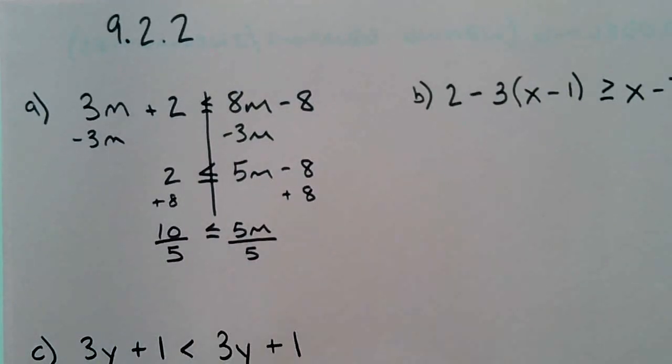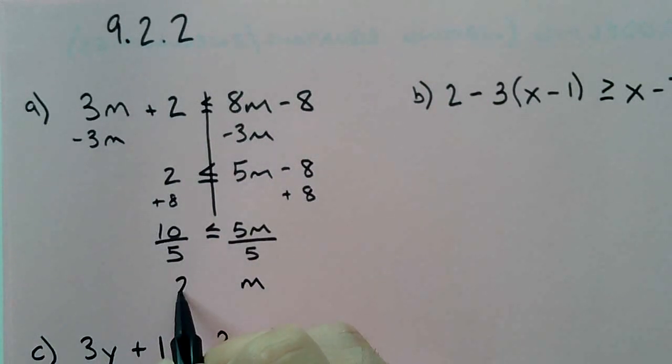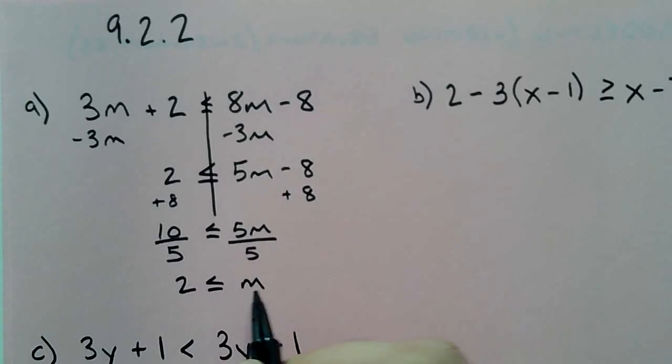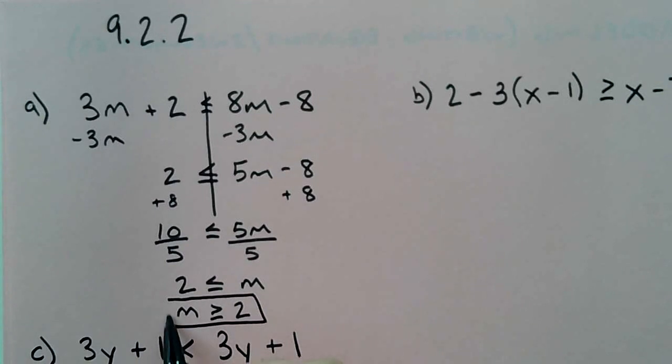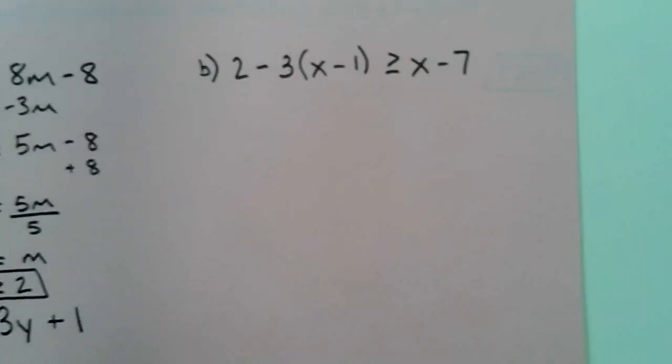Because I'm dividing by a positive, no reason to switch my sign. So my answer is 2 less than or equal to m. And if I wanted to switch that around, I have to switch everything around. So m greater than or equal to 2. And that would be the solution set for 3m plus 2 is less than or equal to 8m minus 8.